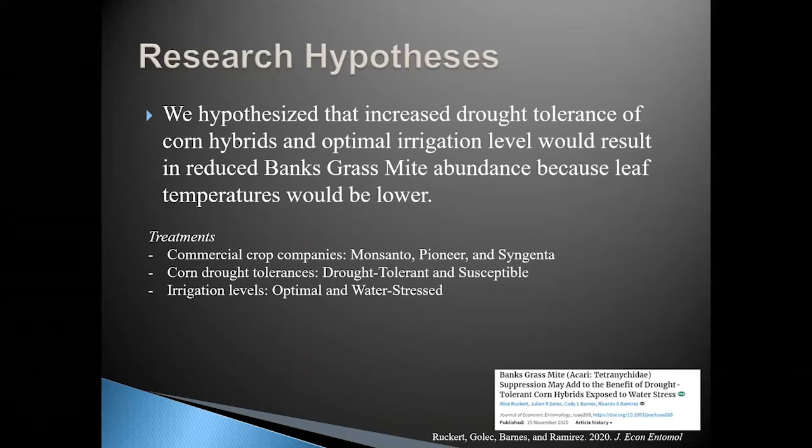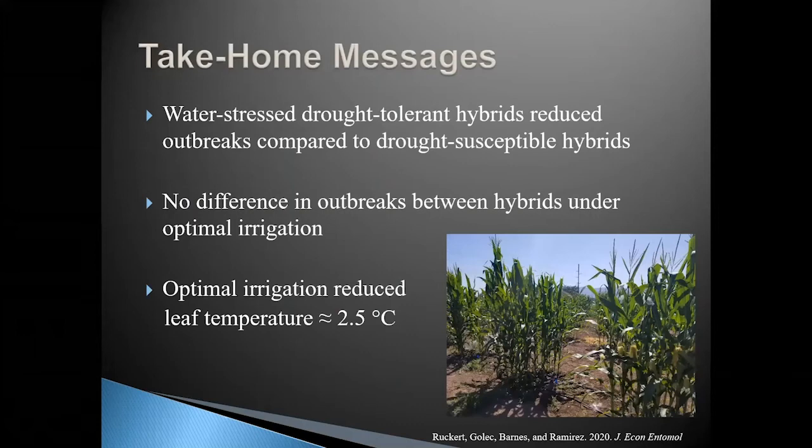The key conclusions that we drew from the experiment were that fewer spider mites persisted on the drought-tolerant hybrids compared to the drought-susceptible hybrids under water stress, and there didn't seem to be a compromise under optimal irrigation conditions. Also, similar to other studies, we didn't really find that corn hybrid types differed in their leaf temperatures, but there was a reduction in those temperatures that sort of spur spider mite outbreaks under those optimal irrigations. So the water optimal irrigation reduced that leaf temperature.